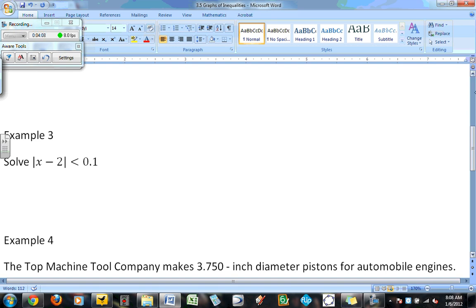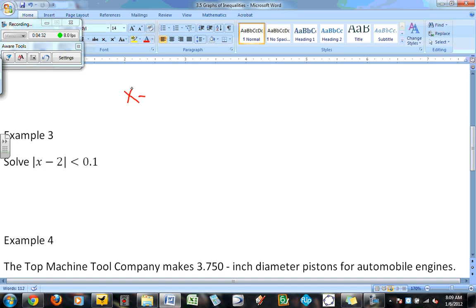Let's see. It's telling us to solve the absolute value of x minus 2 is less than 0.1. I teach algebra now, and I remember that we've solved this in algebra before. We know that what is inside of an absolute value can be either negative or positive. Anytime we have an absolute value problem, we need to solve two cases.